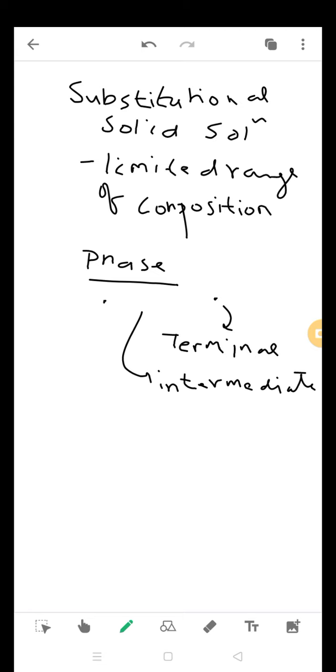Now there are certain solid solutions, for example copper nickel, then we have silver and gold. These alloy systems, or these binary alloy systems, exhibit a continuous solid solution.